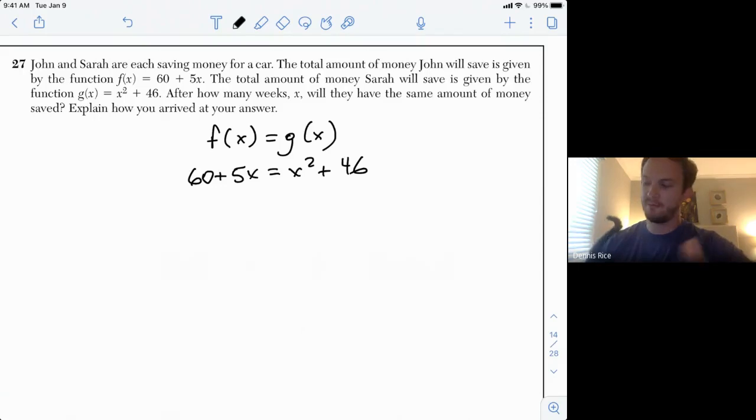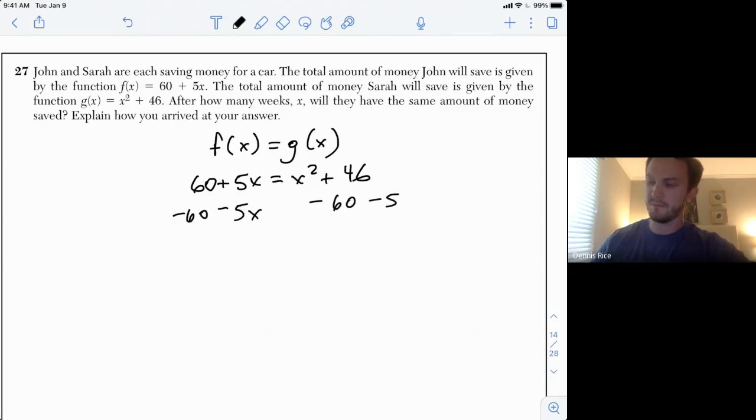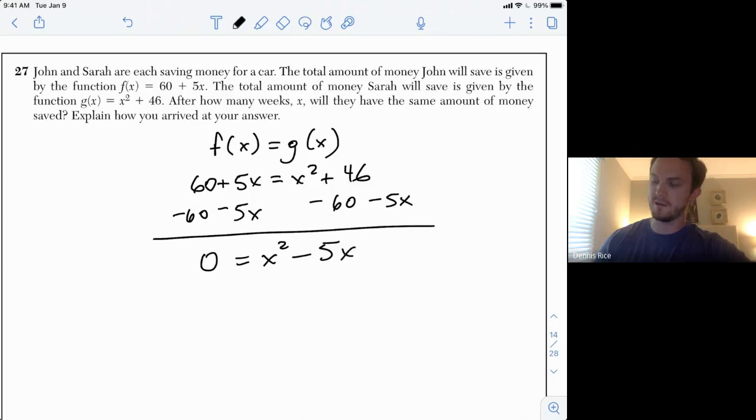So let's move everything to the right. I usually try to keep the squared term positive. Anytime we have a quadratic, get it set equal to 0. It's going to be minus 5x. 46 minus 60 is going to be negative 14.